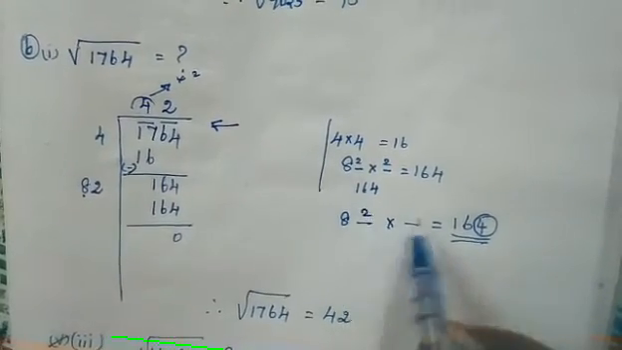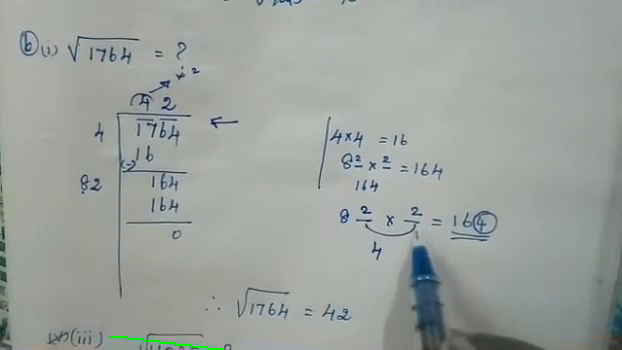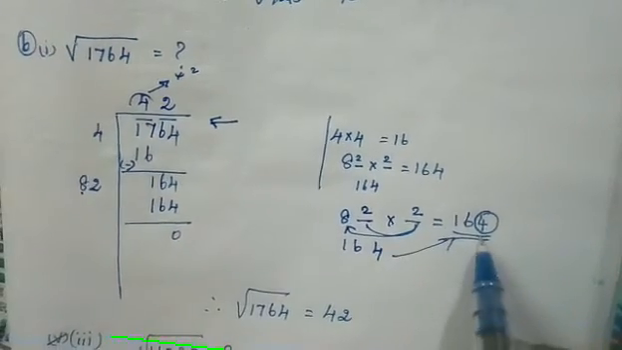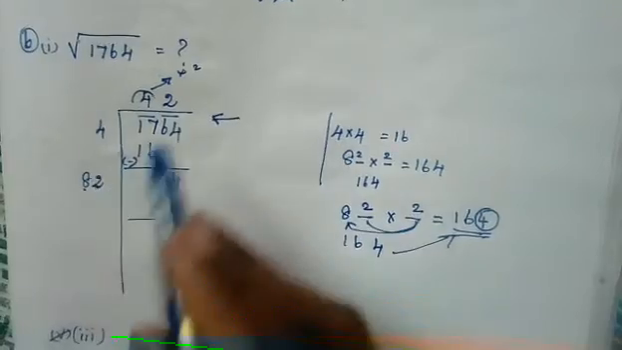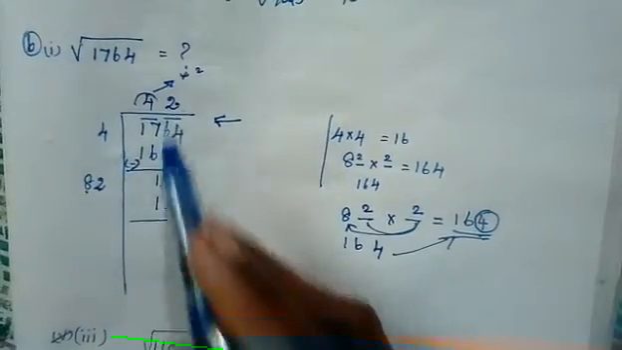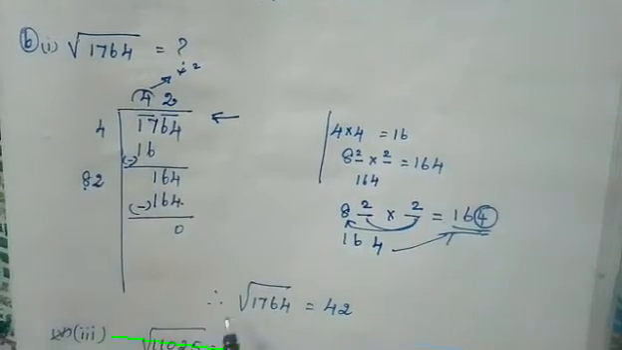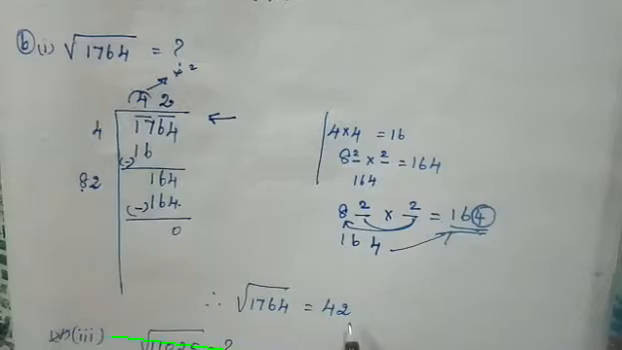First, the 2 table we have to check, that is normal multiplication: 2 2s are 4, 8 2s are 16. Now you check, it is satisfied. So it is 2 times, right here 2 and right in the quotient also. That is 164. Then you have to subtract, 0. Therefore, square root of 1764 equals 42.